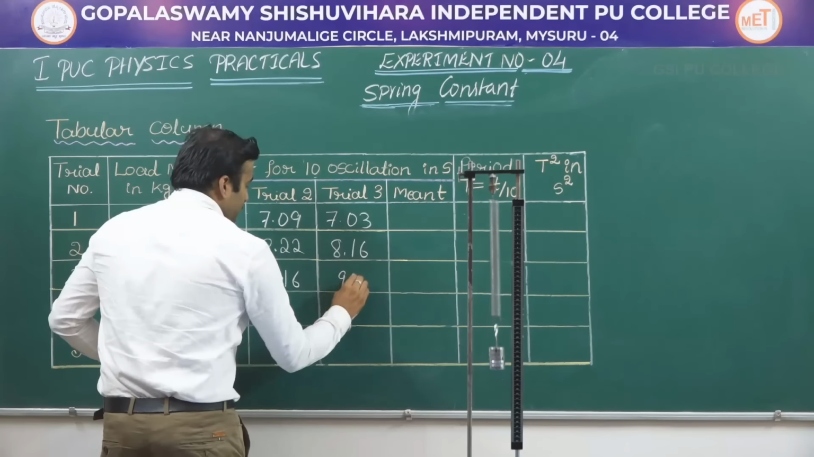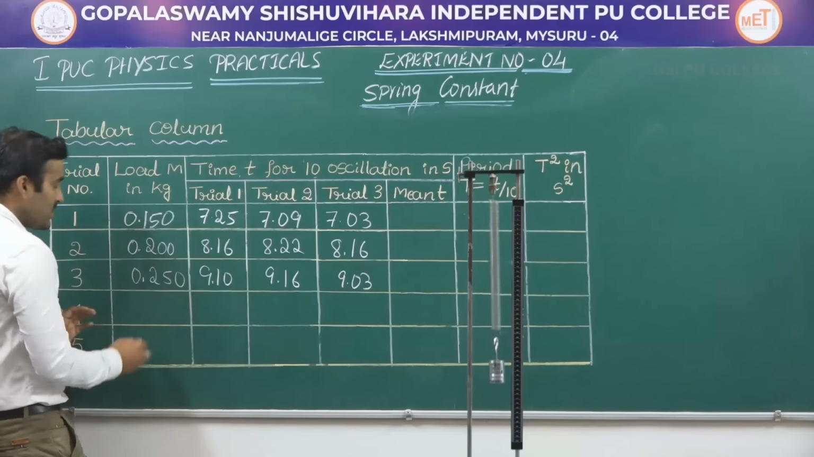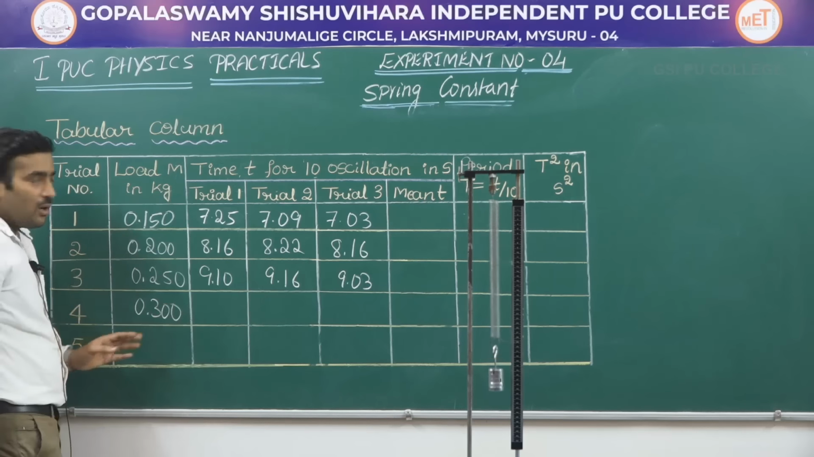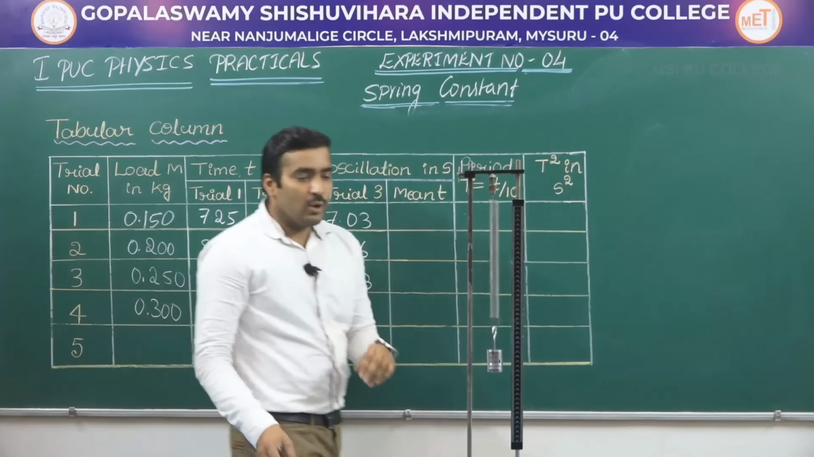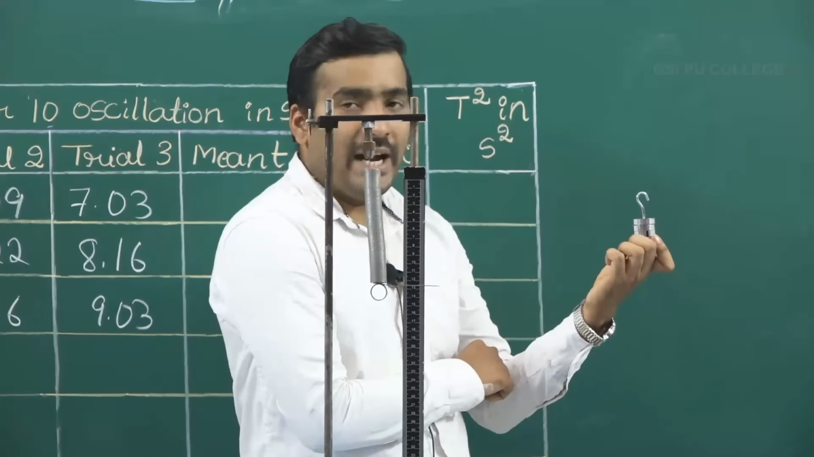9.03 seconds. Now let me increase the load further by 50 grams so that the total load will be 0.300 kg or 300 grams. Let us add the load, one more slot. Now the total load becomes 300 gram.